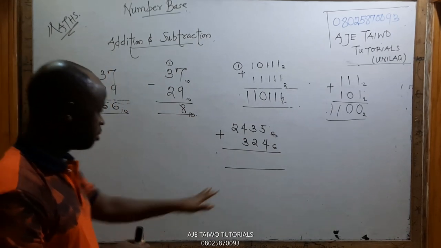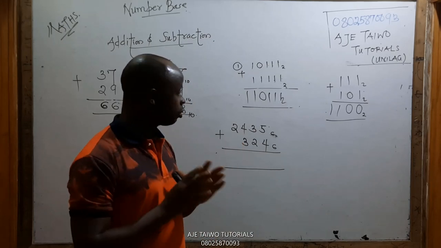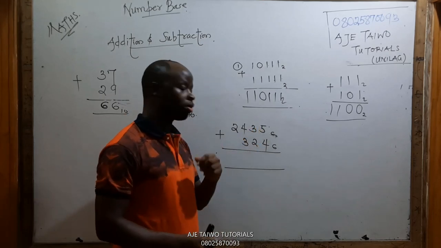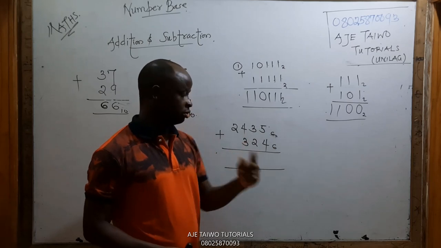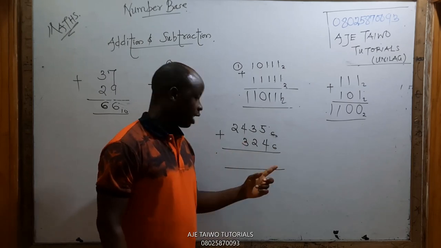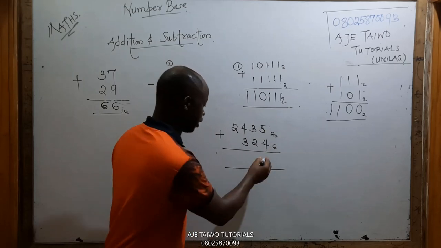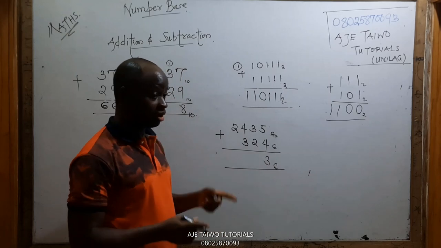The base is now 6, which means no number should be up to what? To 6 again. So let's go. 5 plus 4, 9. Can you put 9 down? No. How many 6 can you see in 9? 1. Remainder 3. Carry the 1. You put the remainder down always.